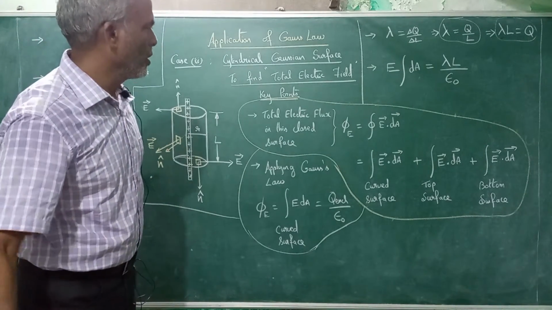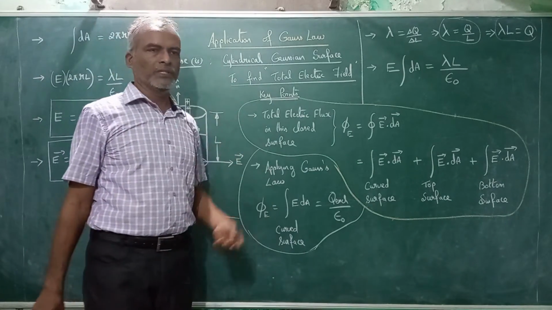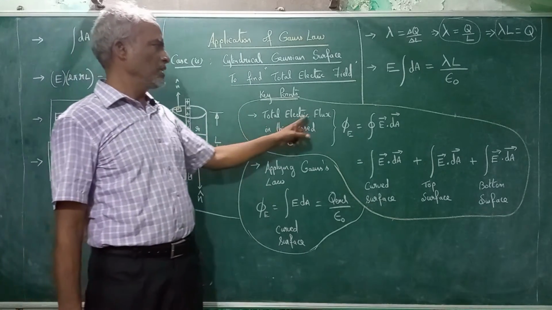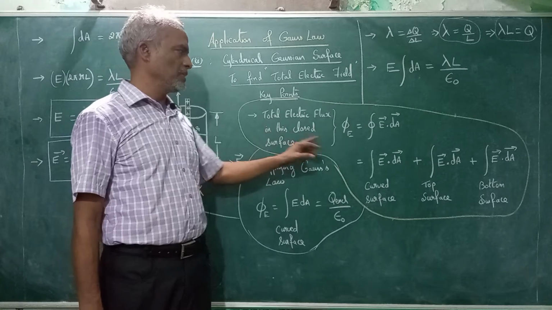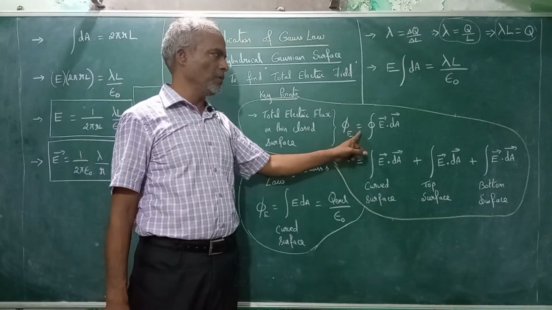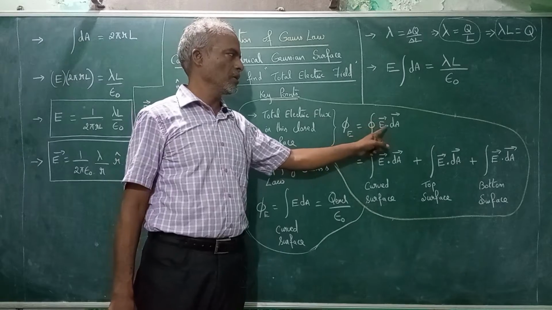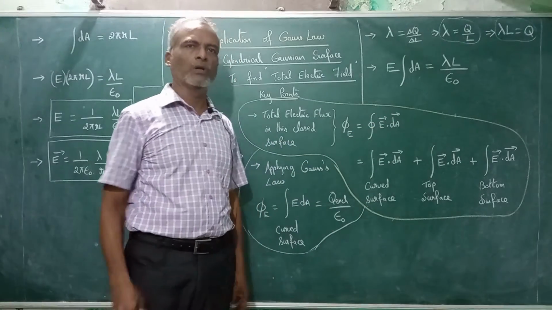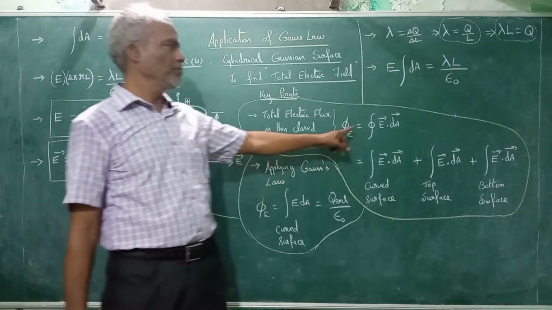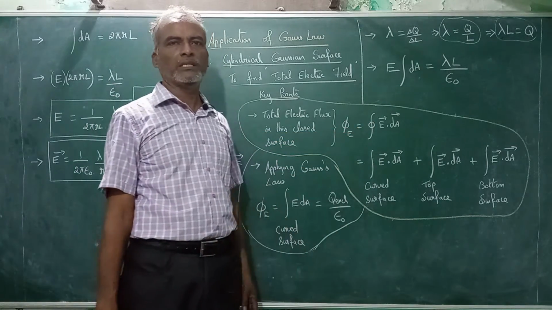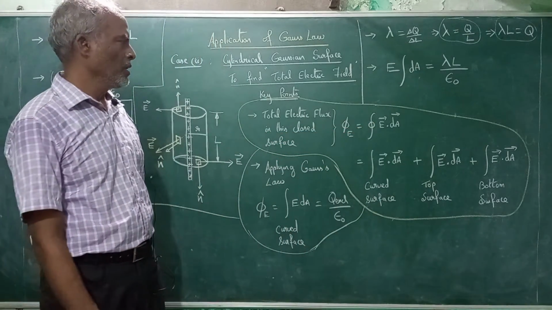Okay. Now key points. First point, total electric flux in this closed surface is phi E, which is given by the formula integral for the closed surface E vector dot dA vector. This we have already seen. And if I put a circle in the integral, it means that closed surface.